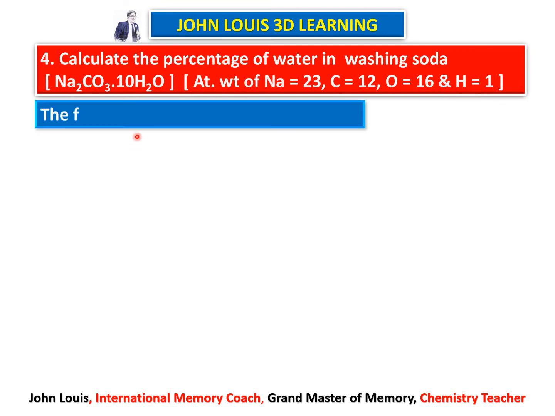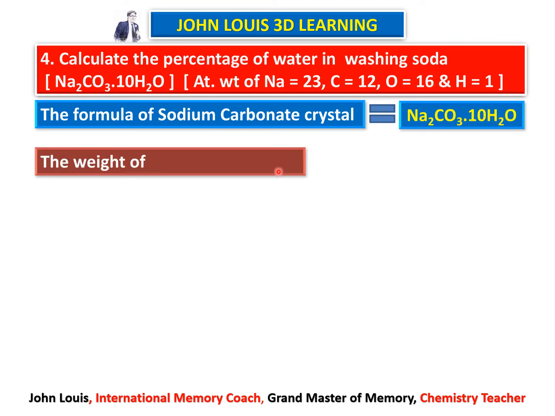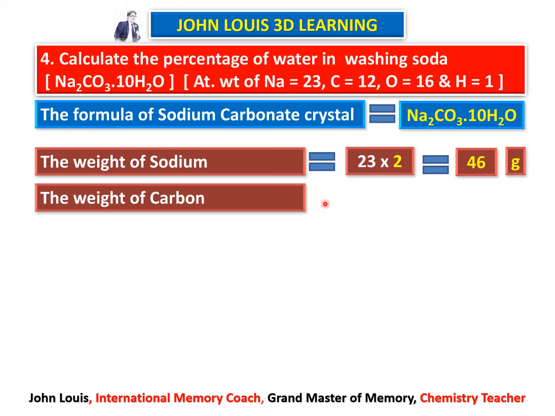Okay, so now let us work it out. The formula of washing soda, that is sodium carbonate crystal, is Na2CO3·10H2O. So, what is the weight of sodium? Atomic weight is 23. There are 2 sodiums. Therefore, 23 into 2 is equal to 46 grams. Next one is carbon. The weight of carbon, atomic weight is 12. There is only 1 carbon. Therefore, 12 into 1 is equal to 12 grams.